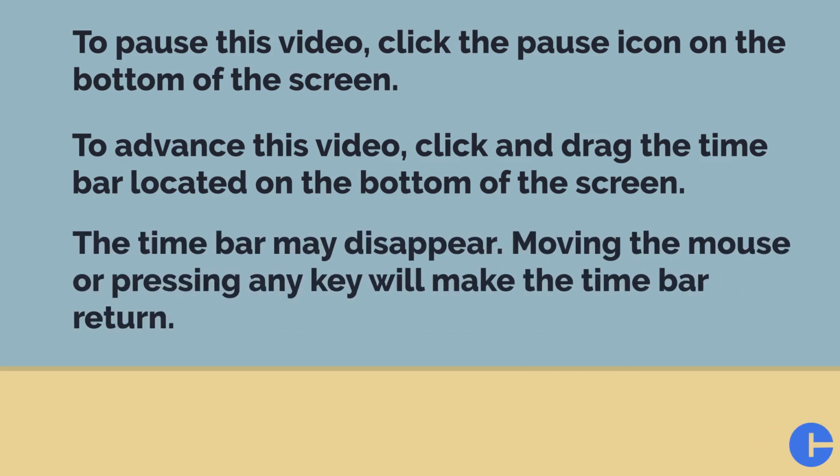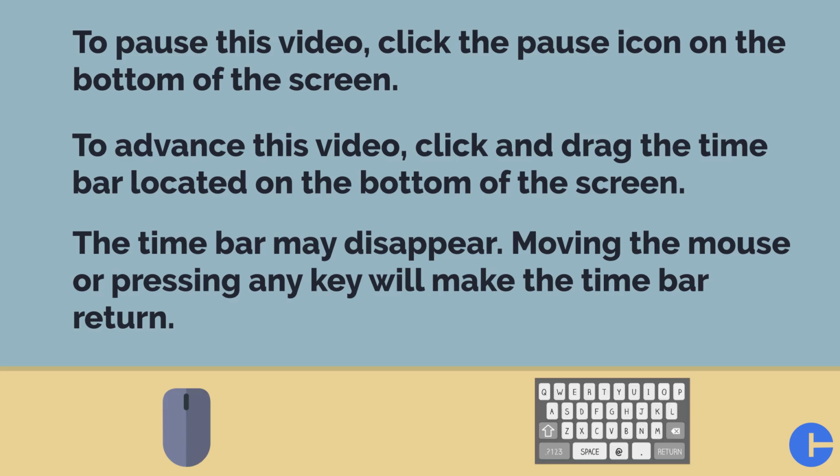To advance the video, click and drag the time bar located on the bottom of the screen. The time bar may disappear. Moving the mouse, or pressing any key will make the time bar return.